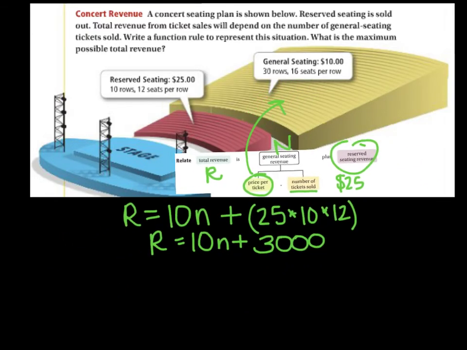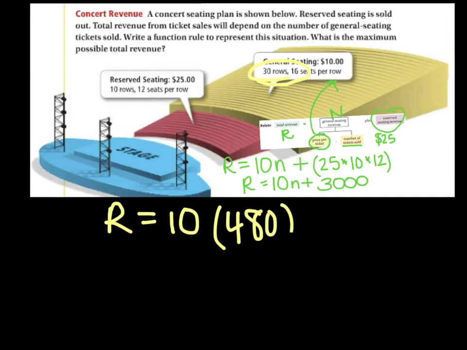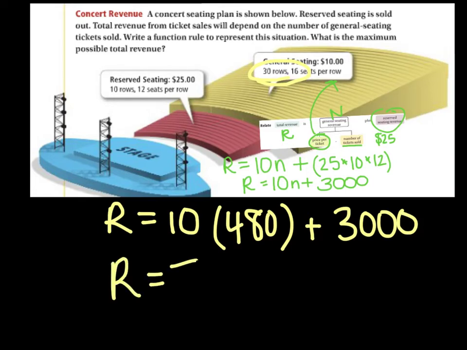Now the final question after all of this is what is the maximum possible total amount of revenue? In other words, how much can they make if it's a sold out concert? So R equals 10 times how many possible open seats there are. There is 30 times 16, which is 480. So total of possible 480 seats to fill, plus that $3,000. And when I solve this, I am left with $7,800. So the total amount of money that they can make would be $7,800.